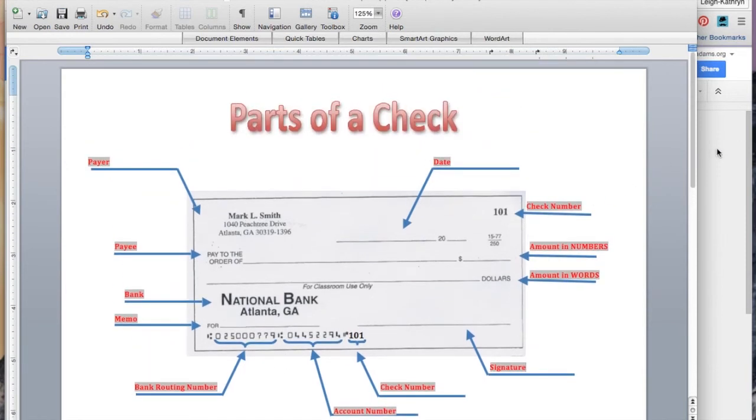Okay, the next thing that we're going to do is actually start to complete a check register. So give me a second here. I need to pass out a packet for everybody, and in the packet you will have a blank register, you will have a transaction worksheet, you will have deposit slips, and you will have checks. And we're going to fill this all out today. Hopefully we'll finish today. If not, we'll finish this up on Monday.